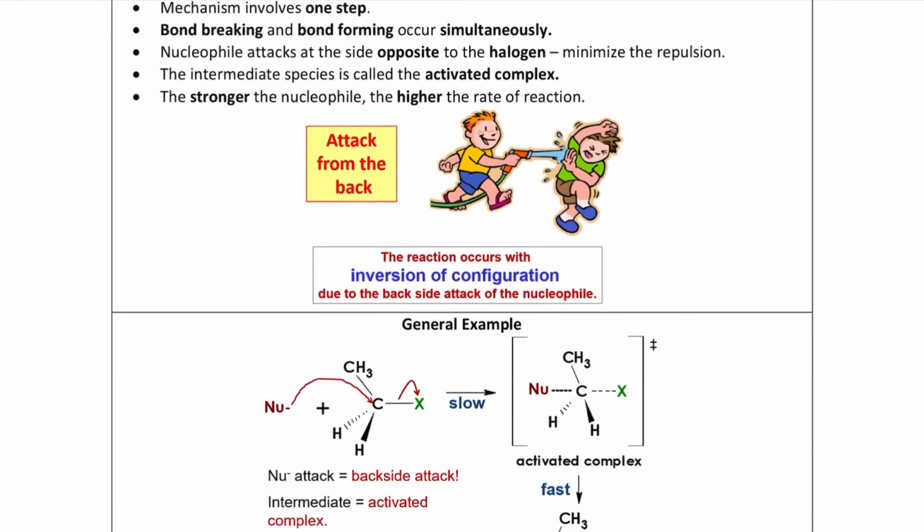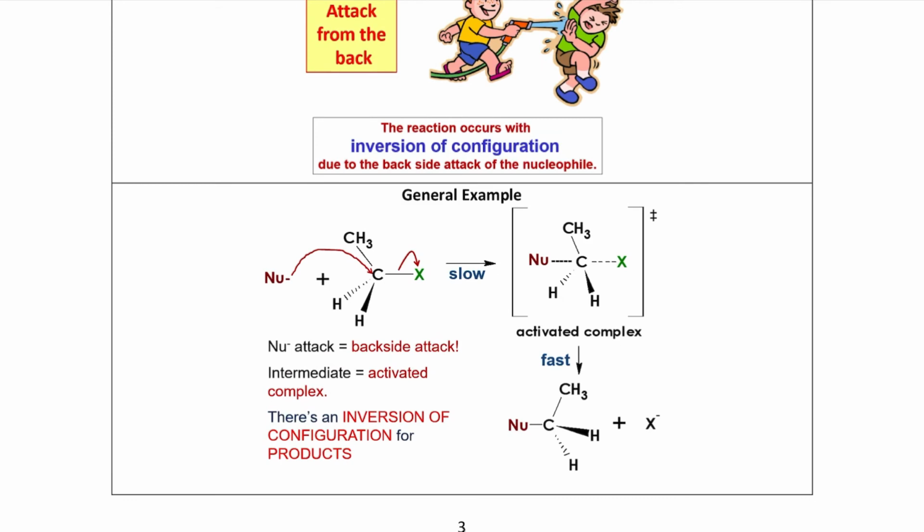So kita boleh tengok dekat bawah ni, general example je. So this is our haloalkane, so this is our halogen. And then kita ada nucleophile. So as you can see, halogen dekat sini, so nucleophile mesti attack dari belakang. So nucleophile attack this carbon here, sebab nucleophile ni yang akan bonded to this carbon. And then this halogen is a good leaving group, so it will leave on its own. So dia akan keluar.